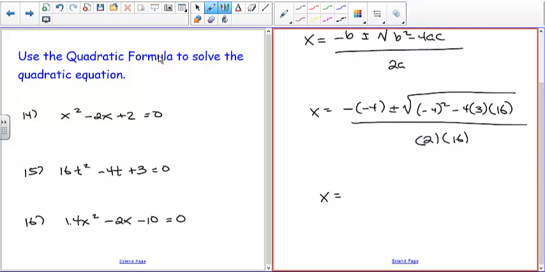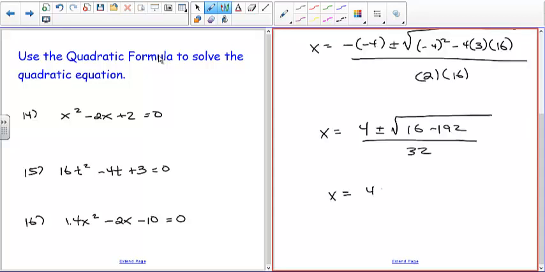So negative of a negative, you get positive, so you get 4 plus or minus the square root of negative 4 squared is positive 16, and then here we get negative, so we get 12 times 16, or 4 times 48, whatever that is. So we'll get our calculator out for that. So we have 3 times 4 times 16, 192. Okay, so I have minus 192, all divided by 32.